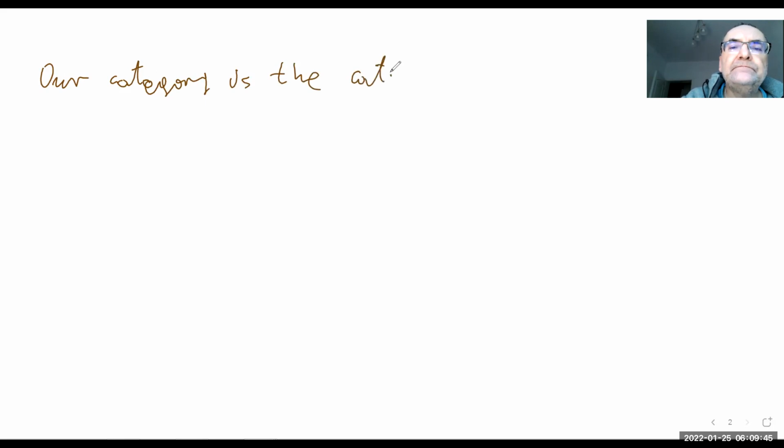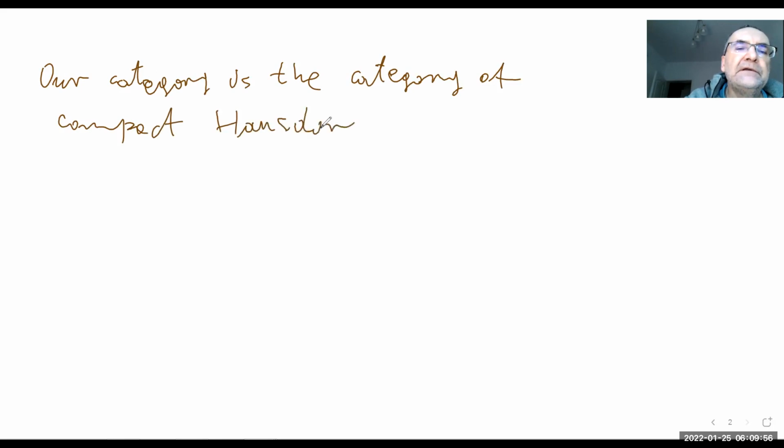So let's assume that we have a push-out diagram in the category of compact Hausdorff topological spaces. So our category is the category of compact Hausdorff spaces, and of course continuous maps.